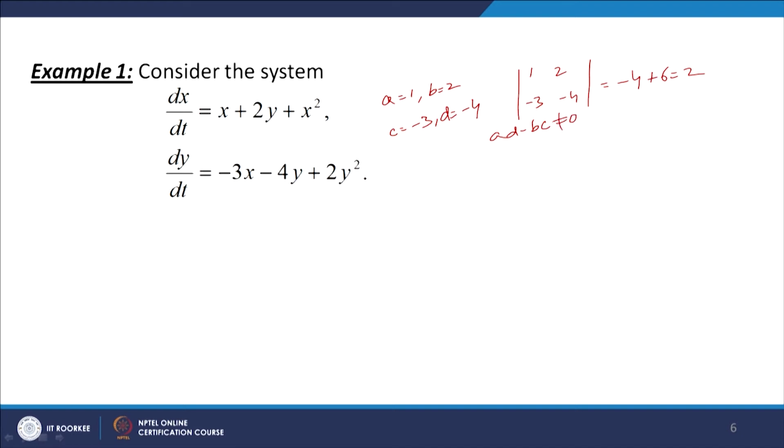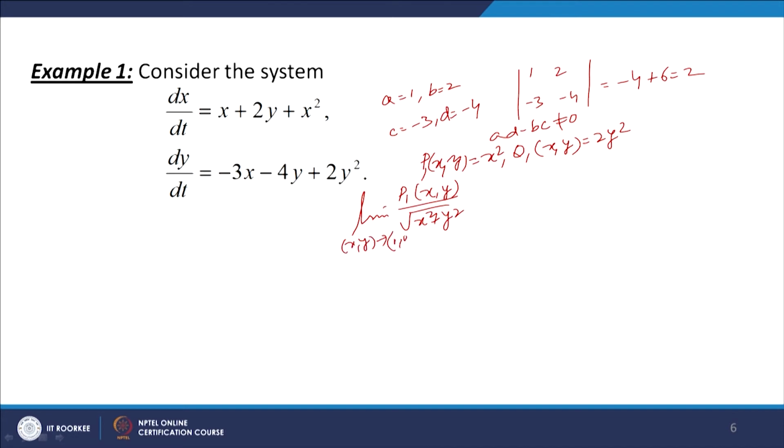Okay. So, our nonlinear system is such that the coefficients of x, y, that is a, b in the first equation, c, d in the second equation, satisfy the condition a d minus b c not equal to 0. P1(x, y) is equal to x square, Q1(x, y) is equal to 2y square. Since P1 and Q1 are polynomials in x and y of degree 2, they have continuous first order partial derivatives. And further, let us find the limit of P1(x, y) over under root x square plus y square as (x, y) tends to (0, 0). We shall show that this limit is 0.